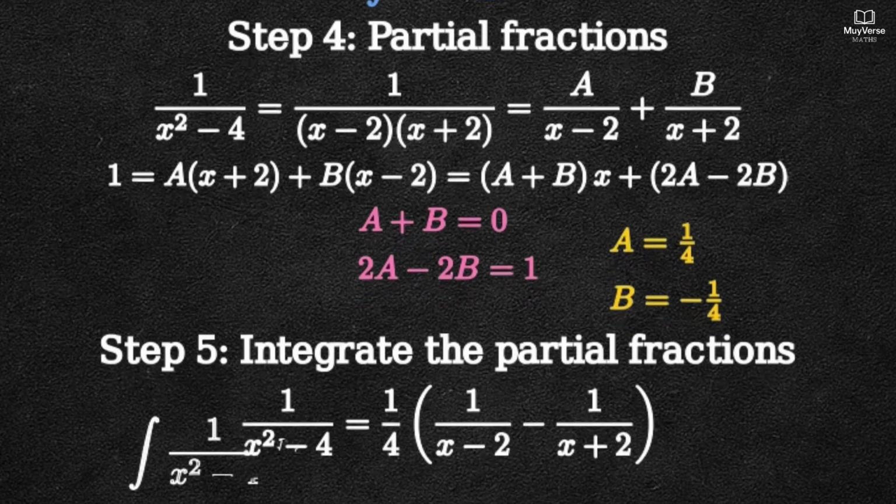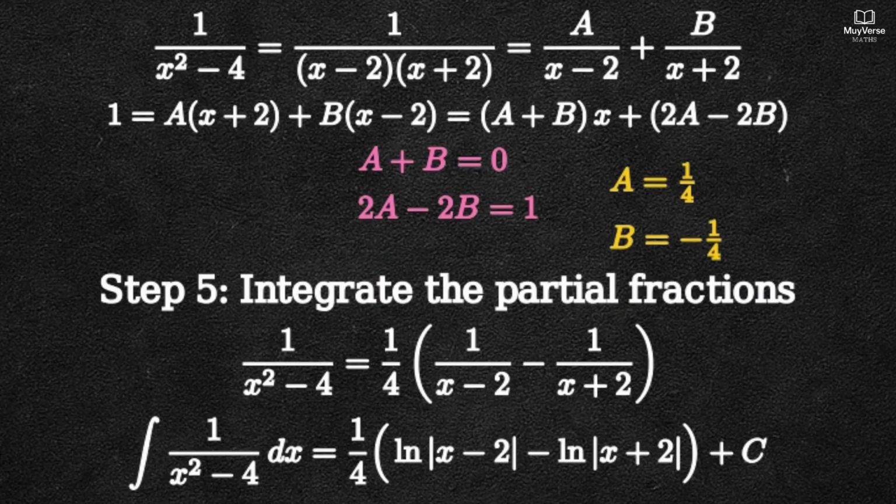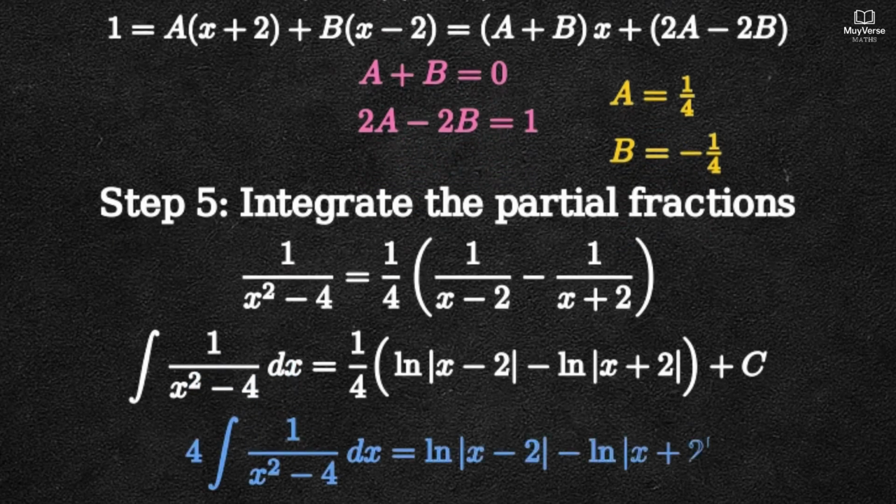Therefore, the integral of 1 over x squared minus 4 is 1/4 times the natural log of the absolute value of x minus 2 minus 1/4 times the natural log of the absolute value of x plus 2 plus a constant. Multiplying by 4, because our split integral had a leading 4, we get natural log absolute value of x minus 2 minus natural log absolute value of x plus 2.